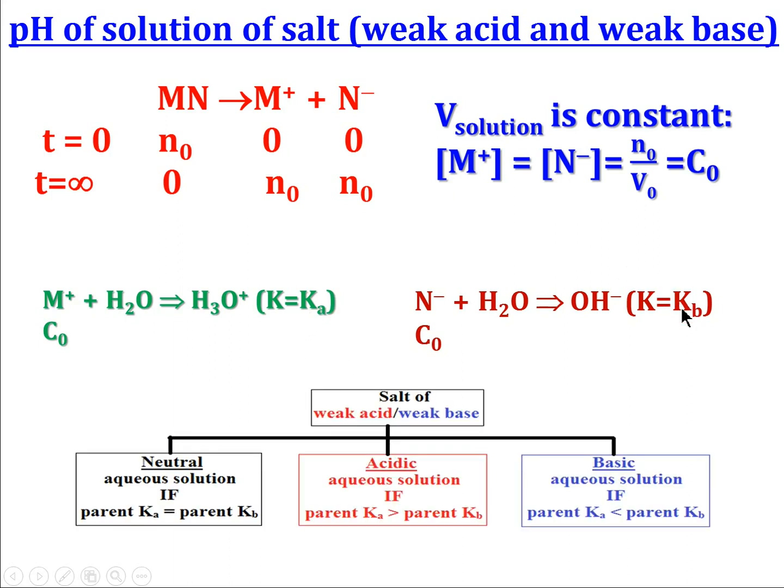If Ka is greater than Kb, and we started with the same initial concentrations, that means H3O+ in the solution is greater than OH-, and the solution is therefore acidic. If Kb is greater than Ka, and we started with the same initial concentrations, then OH- provided by N- is greater than H3O+ provided by M+, and in this case the solution is basic. And if Ka equals Kb, starting from the same initial concentration, we have equal concentrations of H3O+ and OH- in solution, so the solution is neutral.